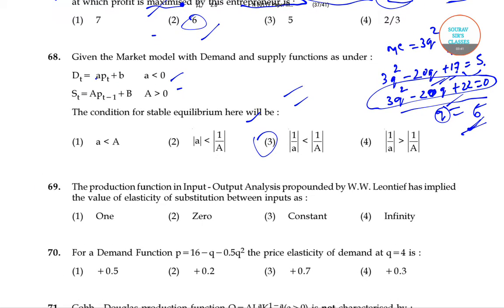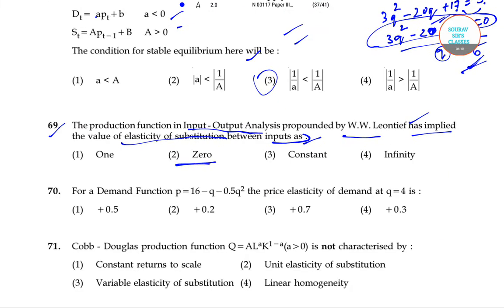Now we will come to question number 69. In question number 69, it is given that in the production function in input-output analysis propounded by W.W. Leontief, the value of elasticity of substitution between inputs is to be. The value of elasticity of substitution between inputs is 0 in the Leontief production function.